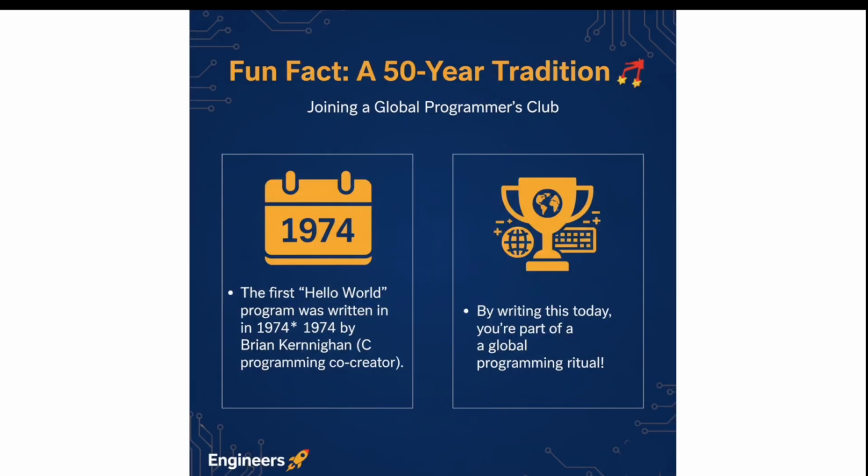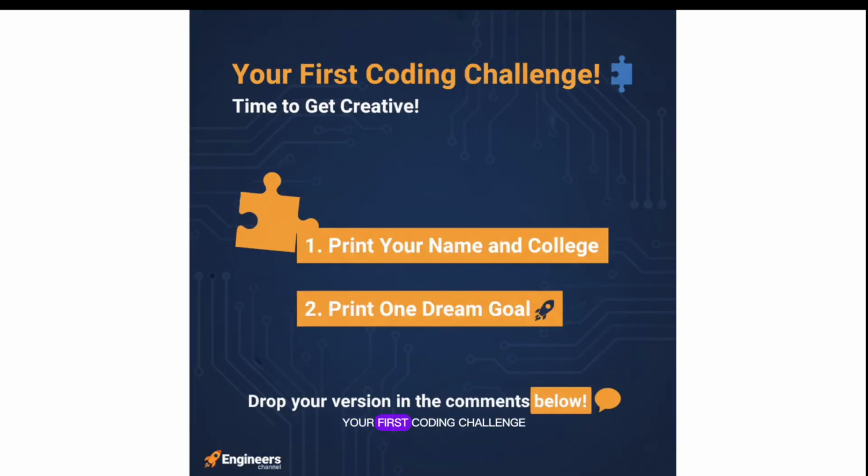Now next, that one is just a traditional fact related to our programming. What does it mean? In 1974, the first Hello World program was written by the C programming co-creator, Brian Kernighan. By writing this today, you are part of a global programming ritual. Now, as homework, here is your first coding challenge. Time to get creative. You have to do that in your own way. Now modify your program to print your name and your college, and also print one dream goal. Drop your code in the comment section below.